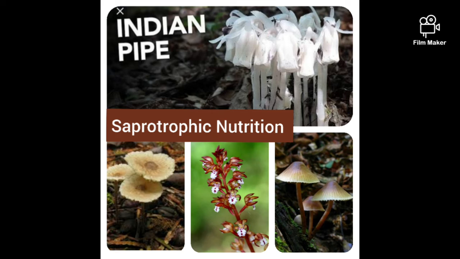Saprotrophic nutrition. Some non-green plants obtain their nutrients from dead and decaying organic matter of plants and animals. Such plants are usually white in color and have no leaves at all. The mode of nutrition in which the non-green plants obtain their nutrients from dead and decaying organic matter of plants and animals is called saprotrophic nutrition. Plants which use the saprotrophic mode of nutrition are called saprophytes.